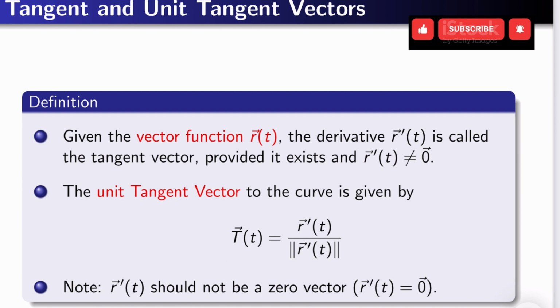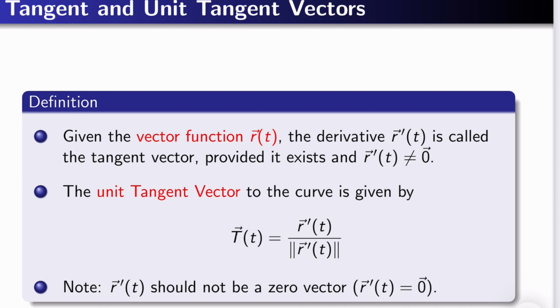A tangent vector is defined as the derivative of the vector function. Suppose we have a vector function r of t, then its tangent vector is just the derivative of r of t, that's r prime of t. Here we are saying that r prime of t should not be equal to 0, because if it's 0 then we are going to have the 0 vector.